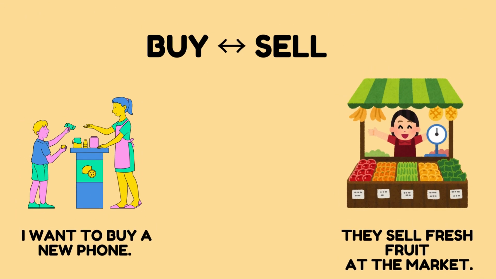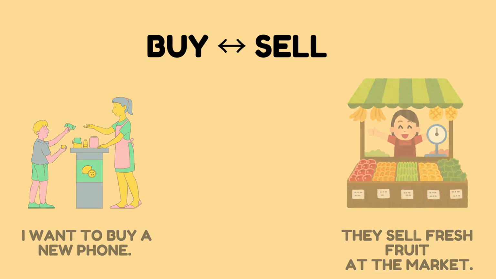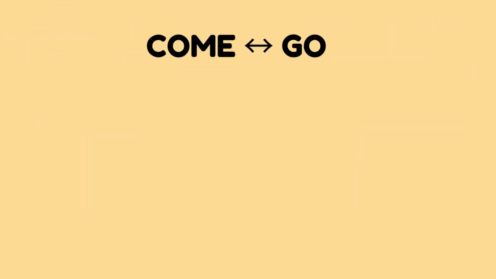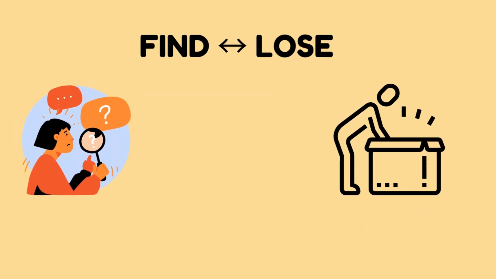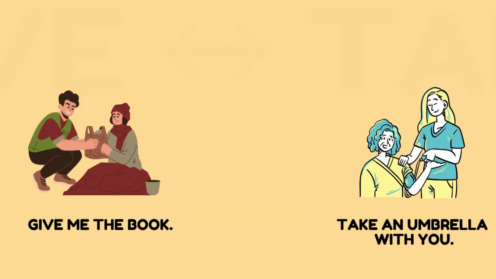Buy, sell. Example, I want to buy a new phone. They sell fresh fruit at the market. Come, go. Example, come here, please. I need to go home now. Find, lose. Example, can you find my keys? I always lose my sunglasses.